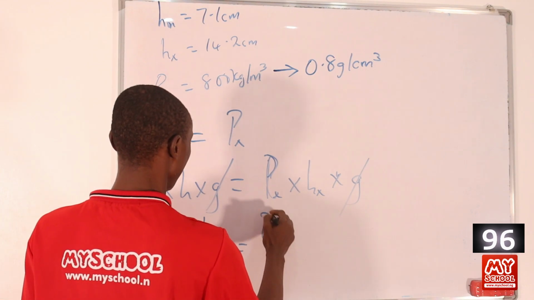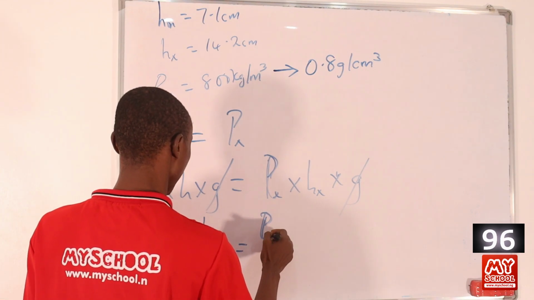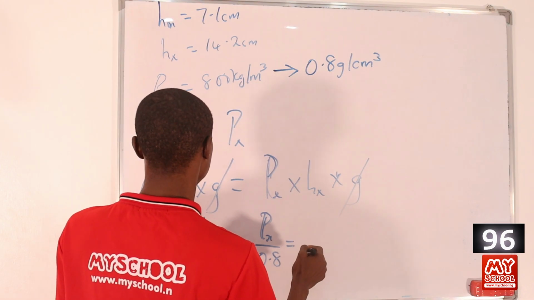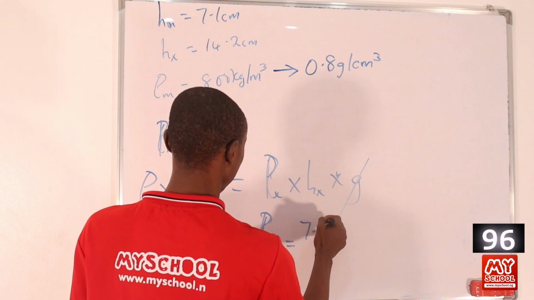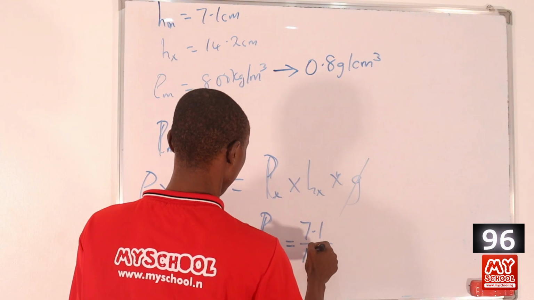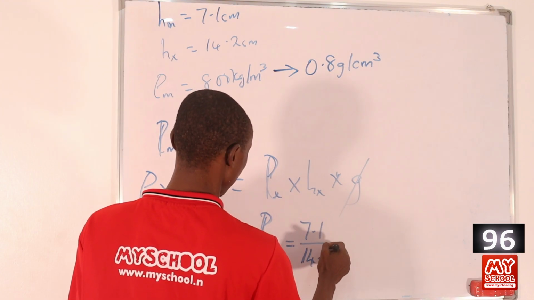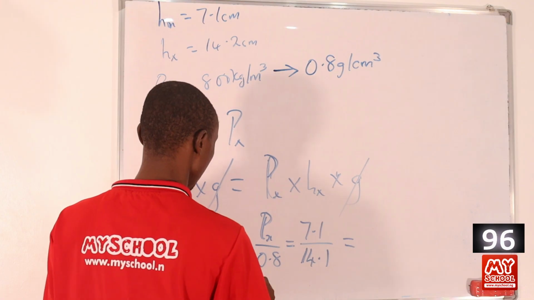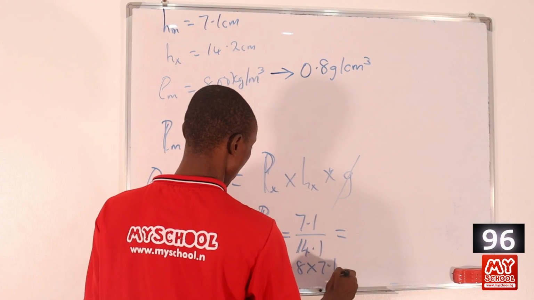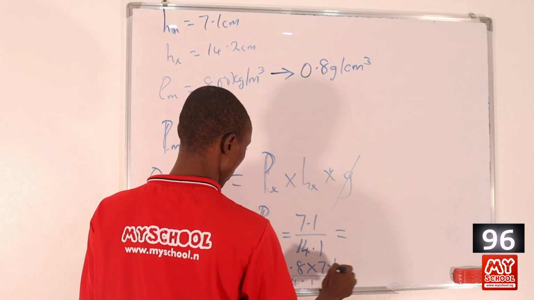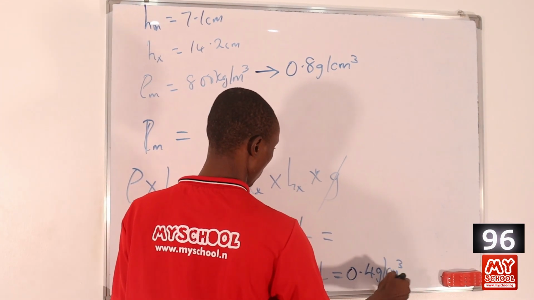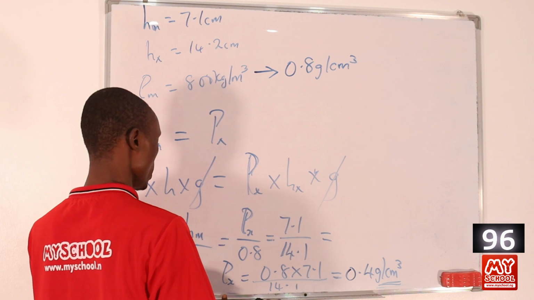So let's substitute our values. This is the density of liquid S all over that of methanol, 0.8, equal to the height of methanol, which is 7.1, all over the height of liquid S, which is 14.1. If we cross multiply to get the density of liquid S, that will be equal to 0.8 times 7.1 divided by 14.1, and this will be equal to 0.4 gram per centimeter cube. So this is the density of liquid S, right?